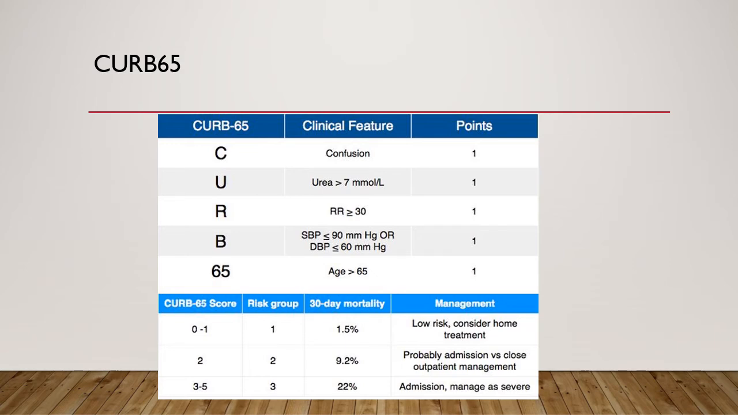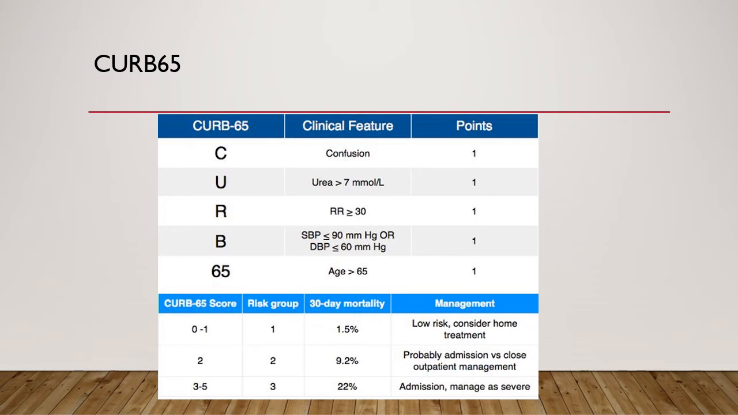This is the CURB-65, a very simple score that requires just one lab. The rest of the features are those you can see on examination. So 1 point is given for the presence of confusion or a high urea level that's more than 42 mg per dl or more than 7 millimoles per liter. A high respiratory rate of 30 breaths per minute or more, a low BP less than 90 systolic or less than 60 diastolic. So 1 point is given for that, and for a patient aged older than 65 years.